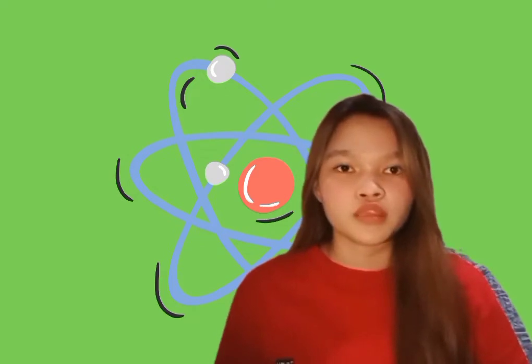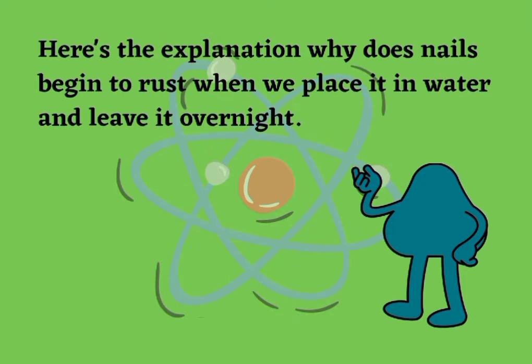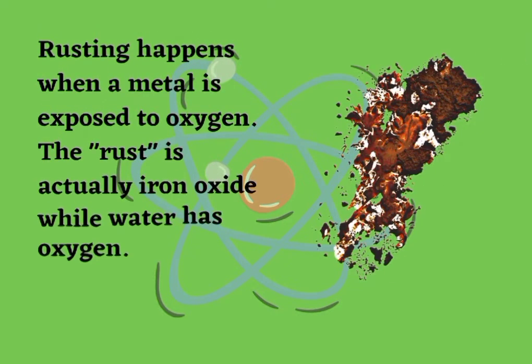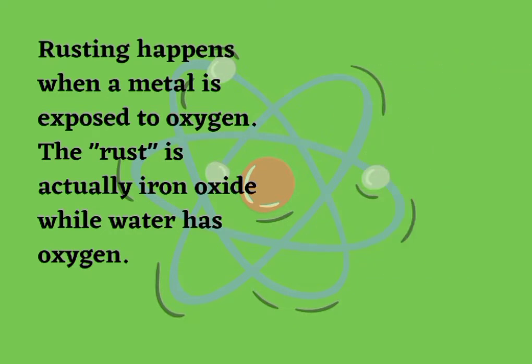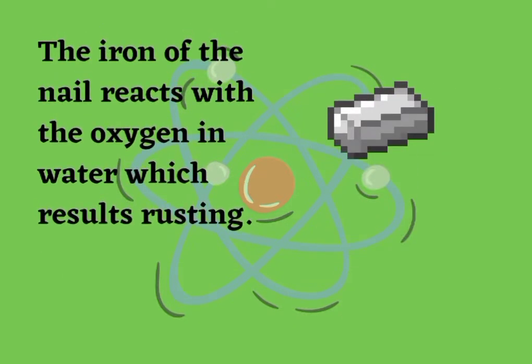The first one is rusting of nails. Here's the explanation why nails begin to rust when we place them in water and leave them overnight. Rusting happens when a metal is exposed to oxygen. The rust is actually iron oxide, while water has oxygen. The iron of the nail reacts with the oxygen in water, which results in rusting.